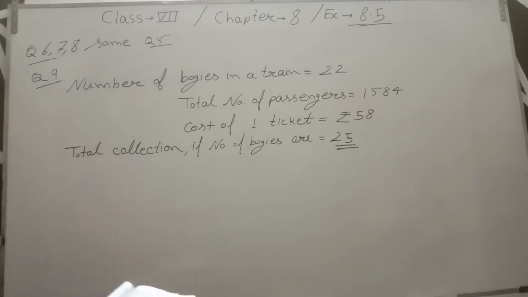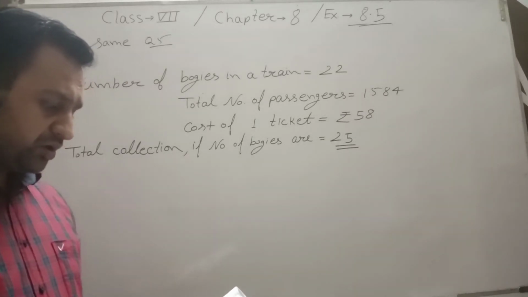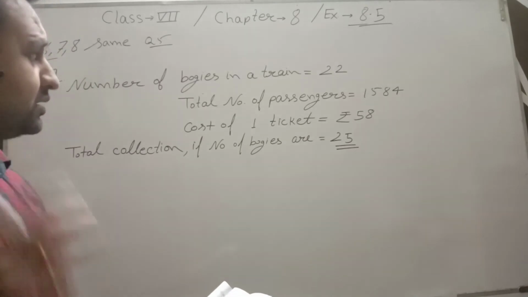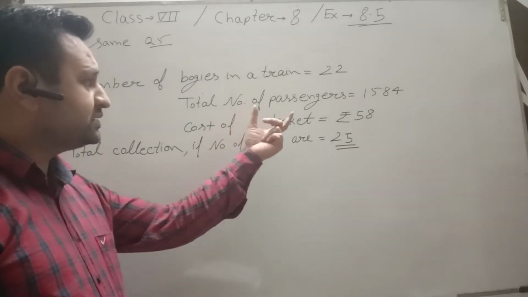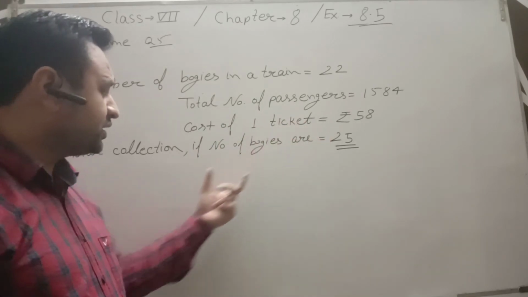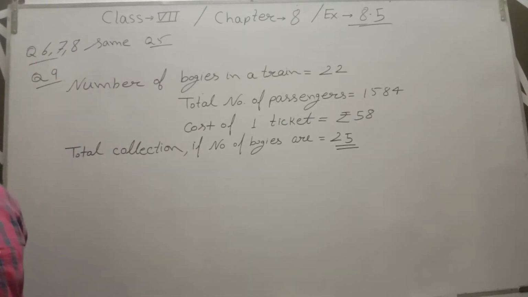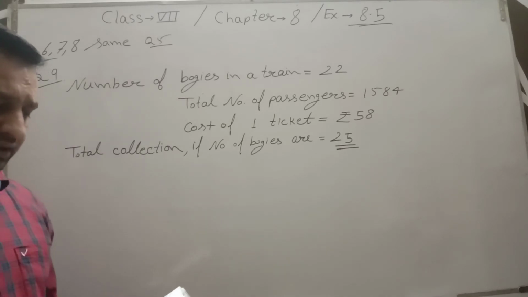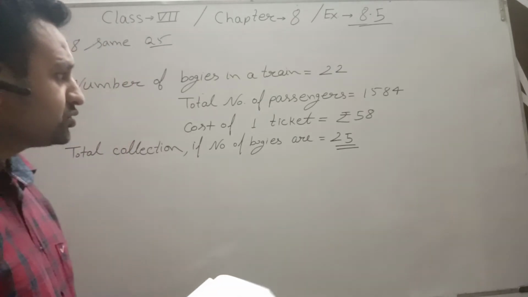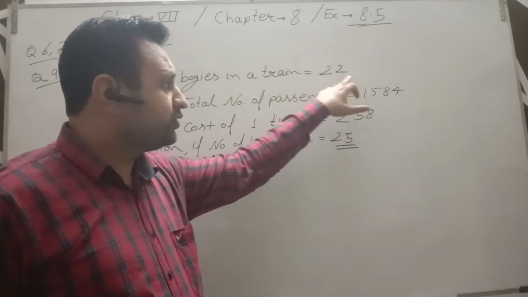Okay students, questions number 6, 7 and 8 are the same as question number 5, so try yourself. Question number 9. In question number 9, a train has 22 bogies and the total number of passengers is 1584, and the cost of one ticket is ₹58, and we have to find the total collection if the number of bogies is increased to 25, यानी कि number of bogies 22 से बढ़कर 25 हो गई. So firstly we have to find the number of passengers, because these passengers are for 22 bogies.